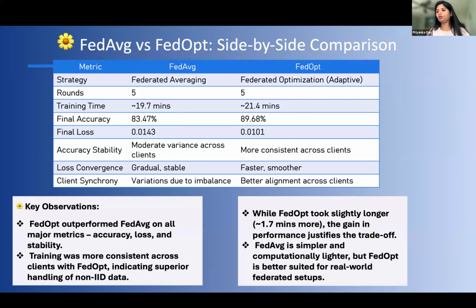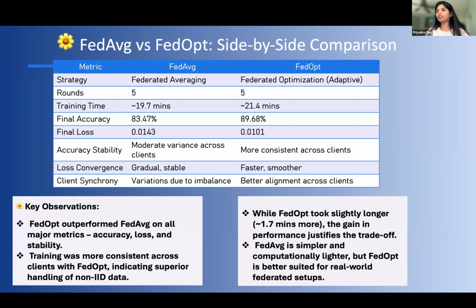Final global accuracy improved from 83.47% with FedAVG to 89.68% with FedOPT. And the global loss dropped further from 0.0143 to 0.0101. In terms of stability, FedAVG showed moderate variance in accuracy across clients, whereas FedOPT achieved more consistent learning across all clients. For loss convergence, FedAVG had a gradual and stable decline, while FedOPT offered a faster and smoother drop, especially in early rounds.